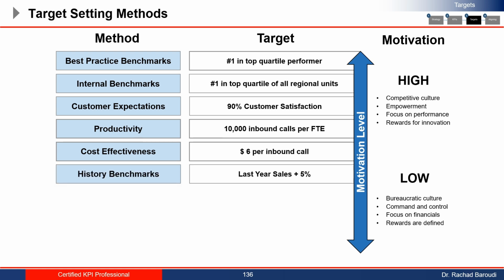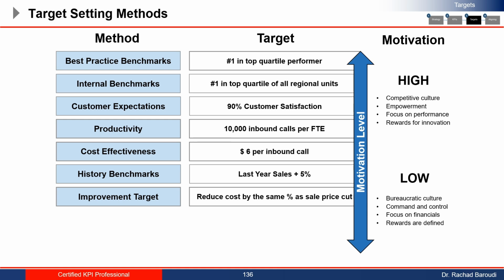Now we are going to a low motivation method. Bureaucratic culture, command and control, focus on finance, and then rewards are defined. In this case, we look back to the history and we say, let's do 5% extra this year. This might cause a problem because maybe your competition is doing 10 or 15%. So you're isolating yourself from the market in this case.